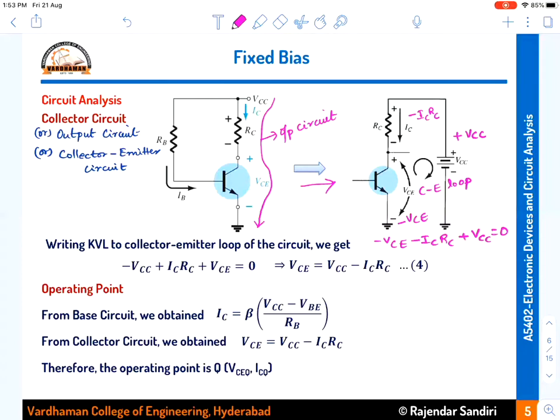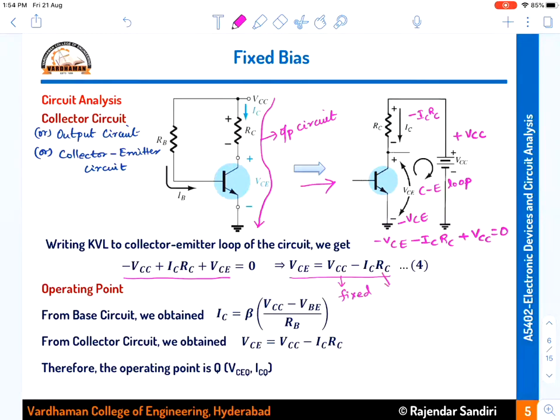If you write it in the anti-clockwise direction, the polarities will change: minus VCC plus ICRC plus VCE is equal to 0. So you can write the KVL in either direction. It is almost like taking the minus sign and sending it to the right side, which is 0. That does not give any difference. What is required is VCE, so I rearrange to get VCE is equal to VCC minus ICRC. VCC is a fixed value.